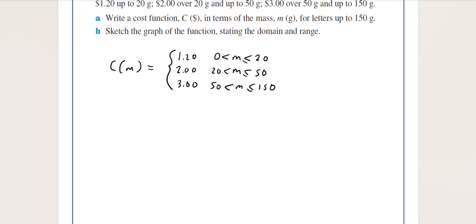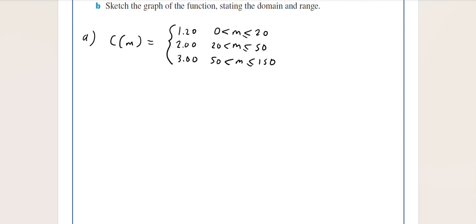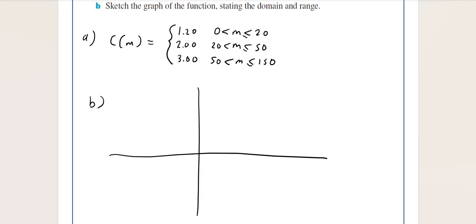Now, once we've got that figured out, we're asked to sketch the graph of the function stating the domain and the range. So I'm just going to draw up some axes. I might just label this as A so that I know that I've got that one answered. What I'm going to do is draw up some lines. I probably don't need the negatives because it starts at 0, but I'm going to put them on there anyway. Looking at my horizontal, it's going to go up to 150, so I expect it to have to cover that area.